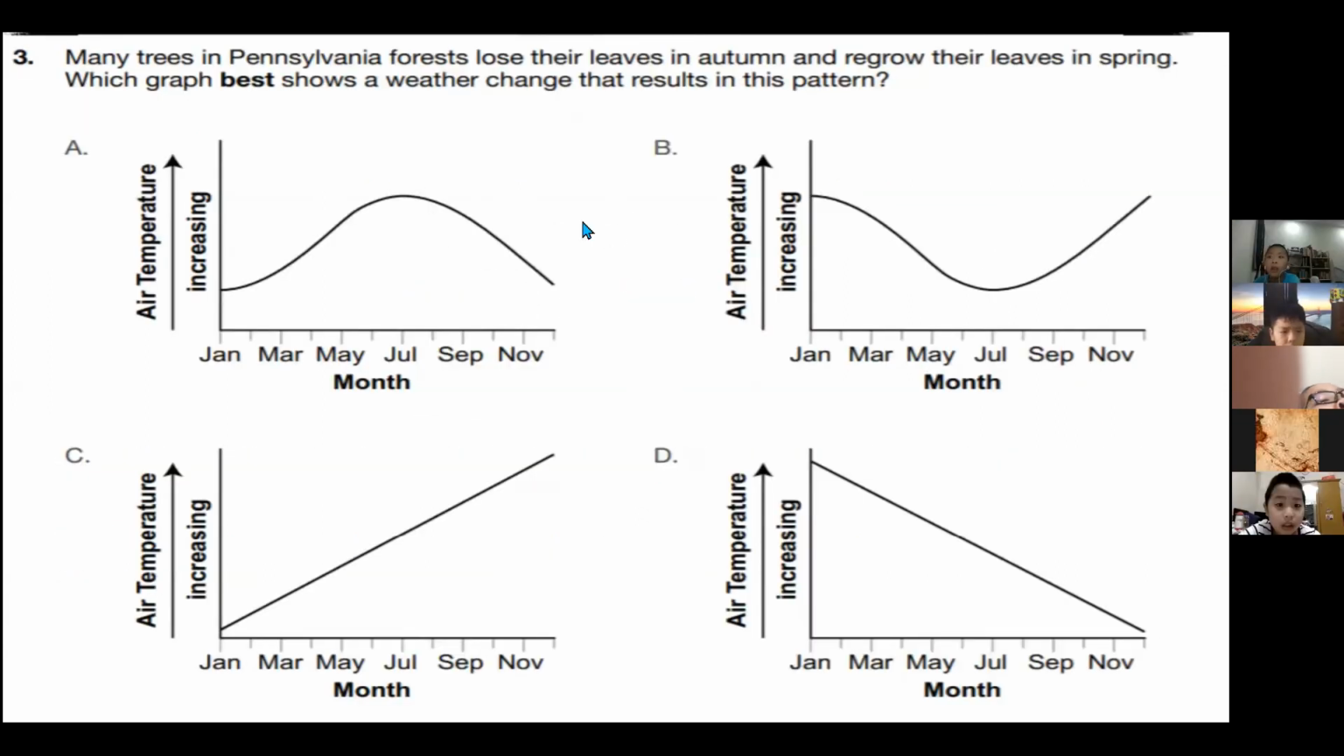Many trees in Pennsylvania forests lose their leaves in autumn and regrow their leaves in spring, which graph best shows a weather change that results in this pattern. Bill, good job, Bill. Good question. Many trees in Pennsylvania forests lose their leaves in autumn and regrow their leaves in spring, which graph best shows a weather change that results in this pattern. A, B, C, or D?